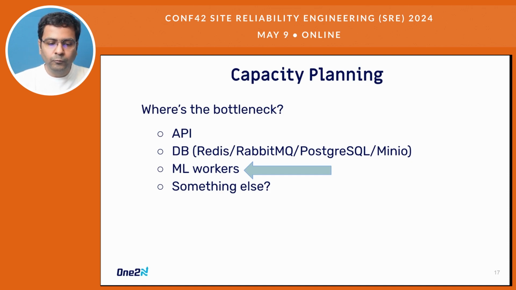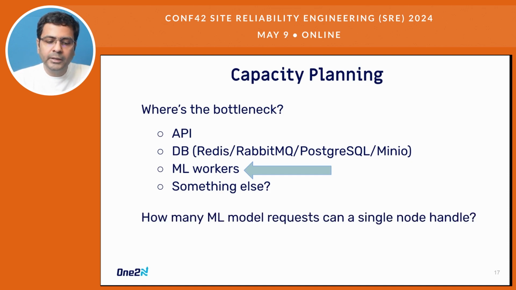So we set out to figure out, for example, how many ML model requests can a single node handle. If we have a single node with, say, 1 GPU with 16 gigs of GPU memory and a few cores, how many workers can I run on that, and how many requests per second or per hour can I get out of that?